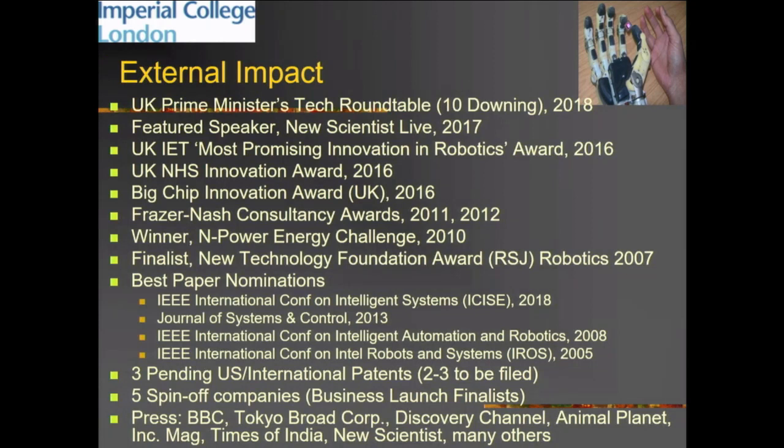I'll close just by saying a few things about our external impact. We were invited to present at 10 Downing Street, a few best papers, a few featured speaking. But I think the most exciting thing was, as a field, I believe robotics has really overpromised itself for quite some time. Certainly, I finished my PhD several years ago. I was told by 2019, if I gave a talk like this, a robot would be getting me a pint of beer while I spoke. I don't see the robot.